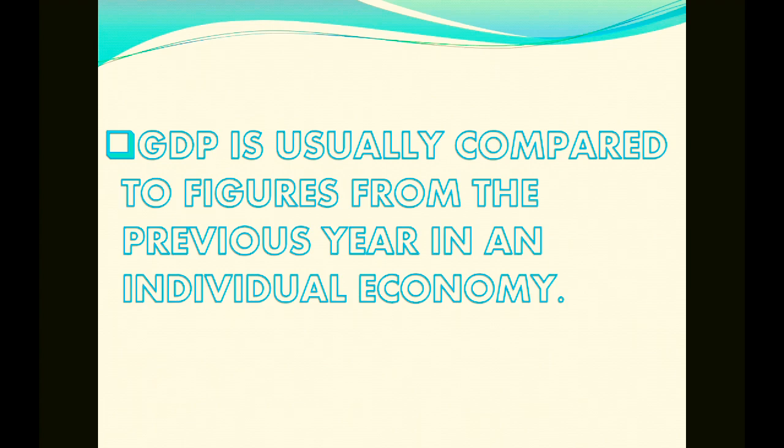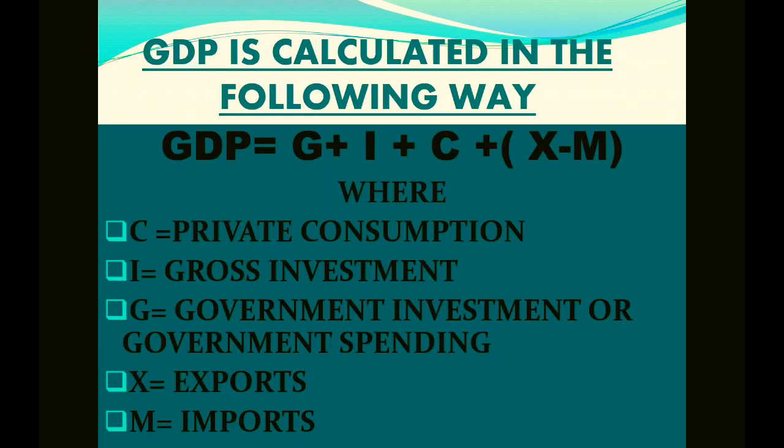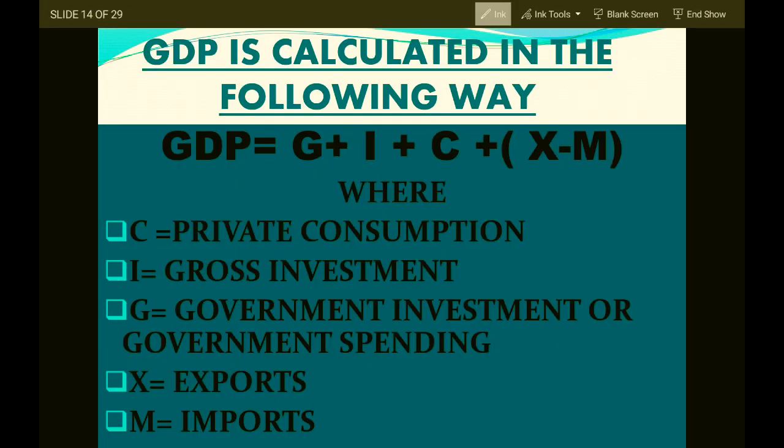GDP is usually compared to figures from the previous years. In GDP basically we compare with the previous year. What is the position of GDP in the previous year and what is the position of GDP now? Basically the comparison takes place like this. Now what is GDP? The gross domestic product or GDP is concerned with the value of all final goods and services produced in a country's territory during a specific financial year. The meaning is very easy. Basically GDP measures the value of all goods and services produced in a country in a particular territory during a financial year. Okay, now this is the formula of GDP, very important.